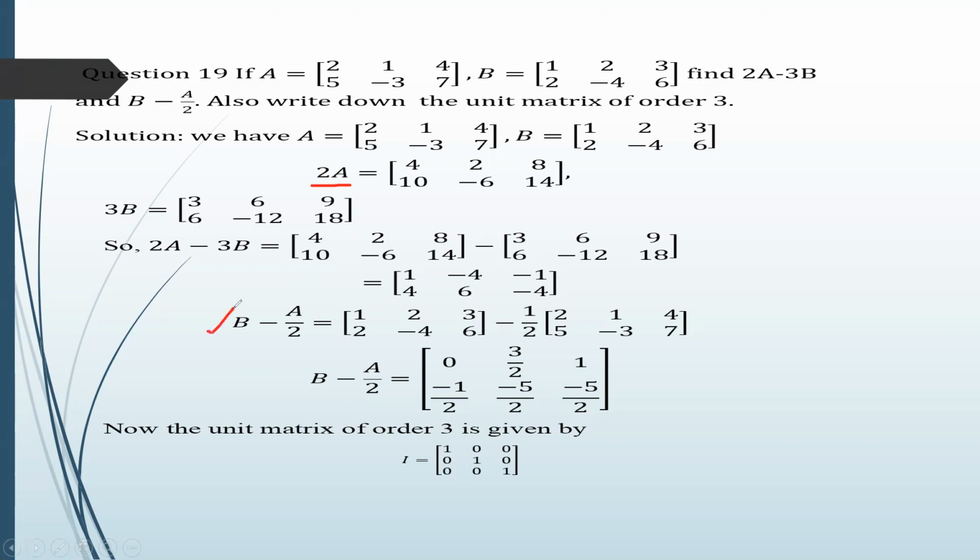Also, we have to find B minus A by 2. So to find A by 2, we can divide each element of A by 2. So after subtracting, we get 0, 3 by 2, 1, minus 1 by 2, minus 5 by 2, and minus 5 by 2. Also, we have to write down the unit matrix of order 3. So this is the unit matrix 1, 0, 0, 0, 1, 0, 0, 0, 1. So is that clear?